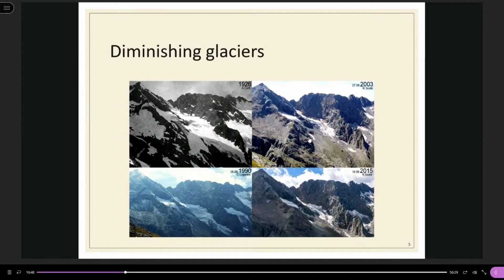Some more pictures to show you, which are evidence of global warming. These 4 pictures were taken on the same date but different years. Is it the same date? Not really, but the same season. We can notice the amount of glacier is getting less and less.